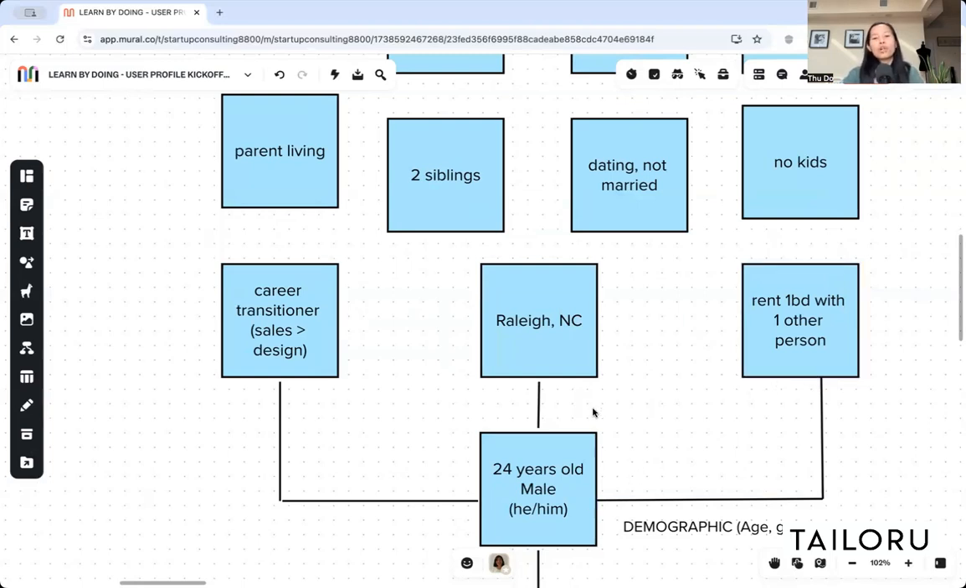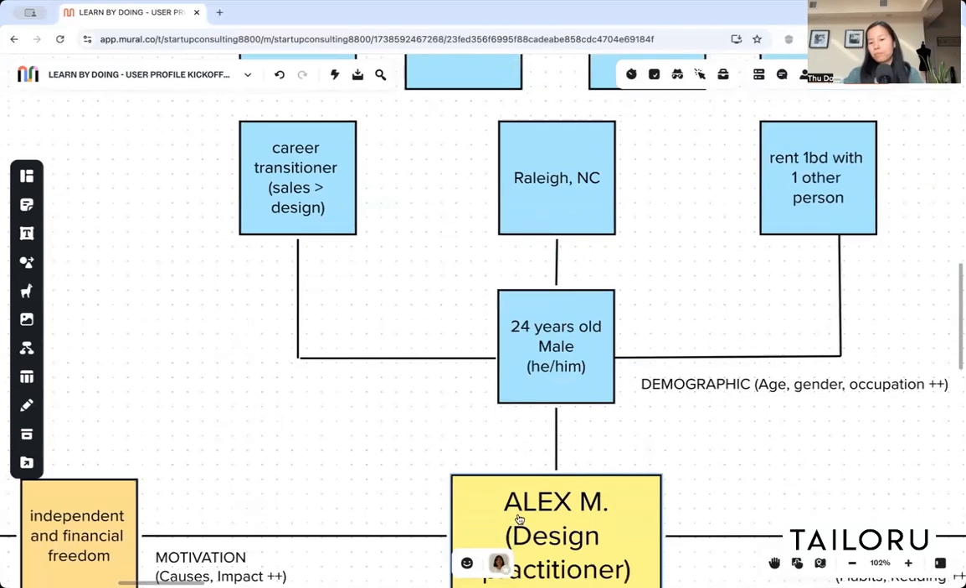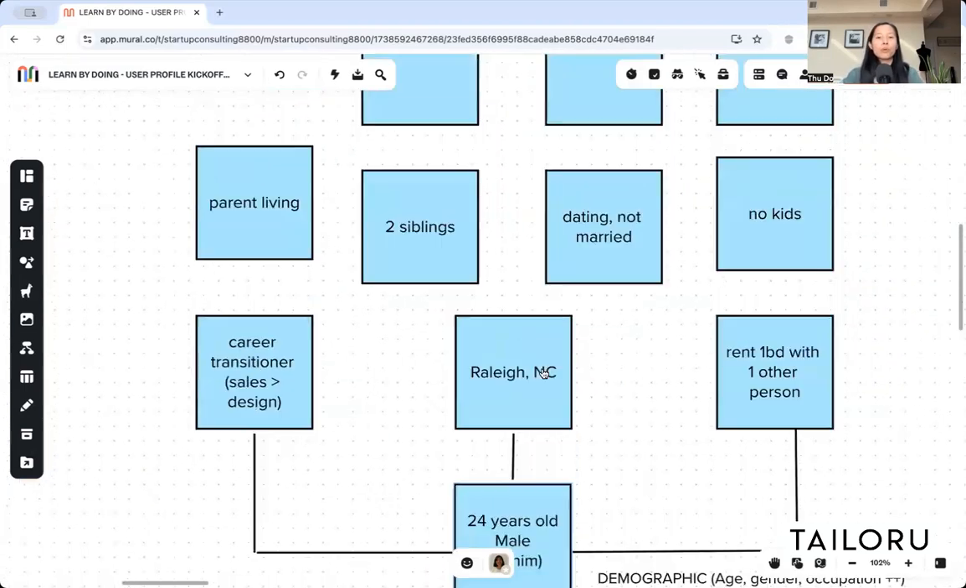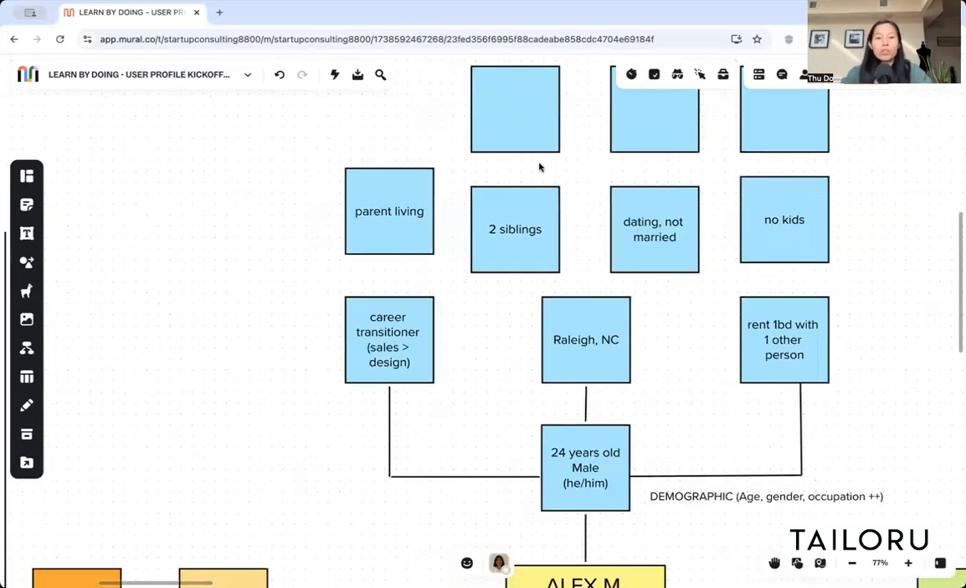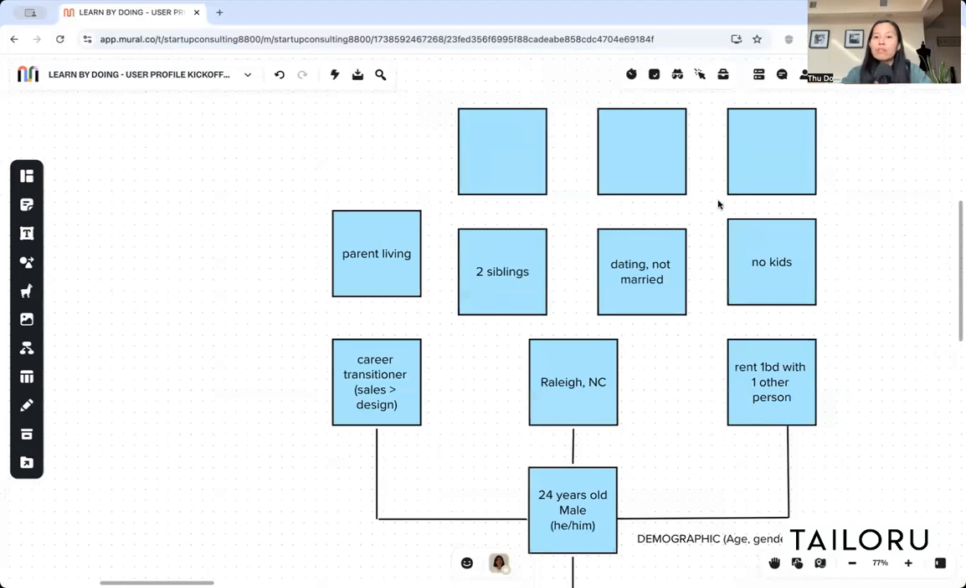So the closer it is to the persona name box, the more fundamental, and the further away, it becomes more expansive. So now we're talking about his parents are living, he has two siblings, he is dating, not married, and no kids. So relationship layers, right? So this is the start. There's always more boxes to fill if you feel like you can explore and dig deeper. For the purpose of this demo, I'm going to keep it short and sweet.